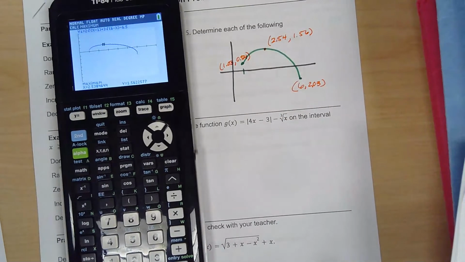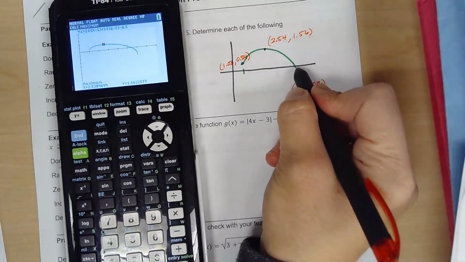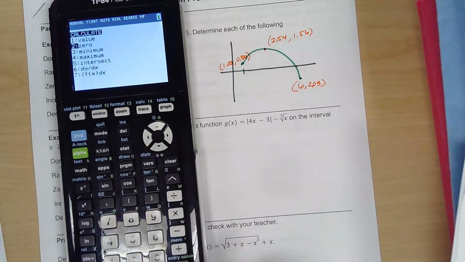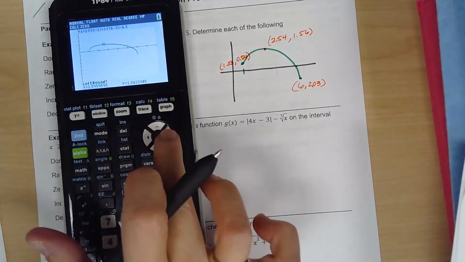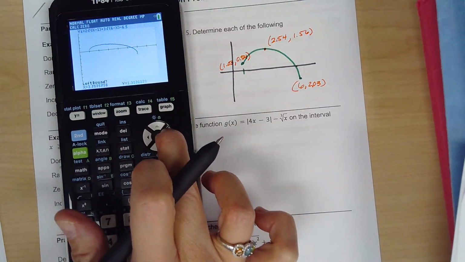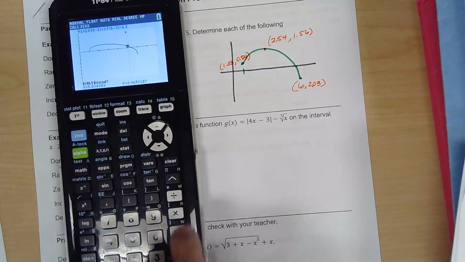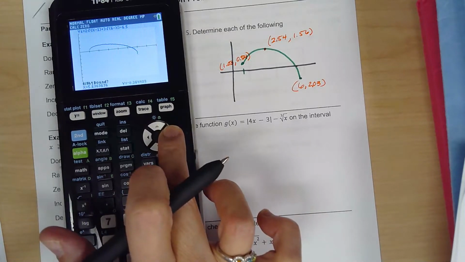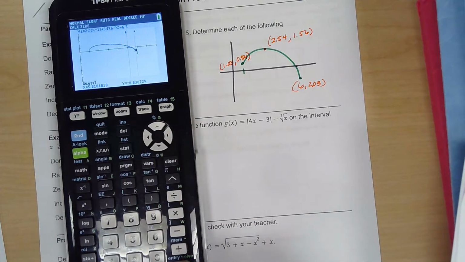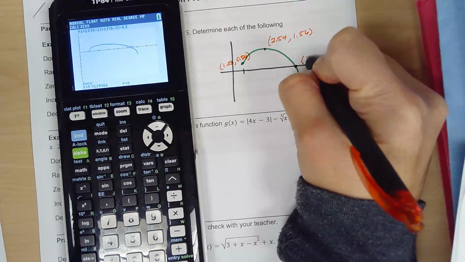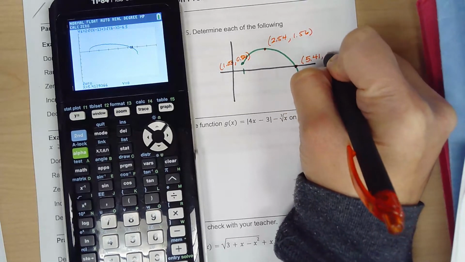All right, the last piece of information we need is this 0 or x-intercept. So hit second trace again, go down to 0 this time. Remember, 0 is just another word for x-intercept. And basically the same operation, the same kind of concept. We're going to move the cursor somewhere to the left of the 0, hit enter. Move the cursor somewhere to the right of the 0, hit enter, and hit enter again. And so I get this point to be 5.41, comma 0.